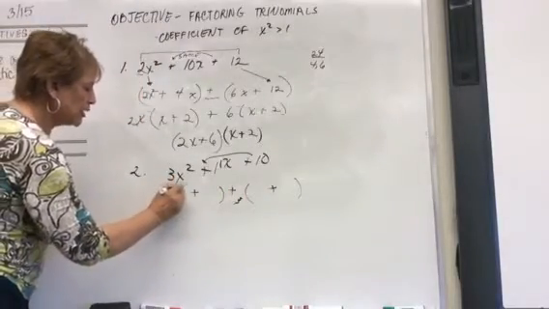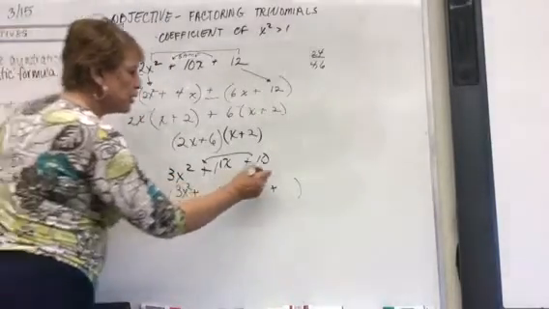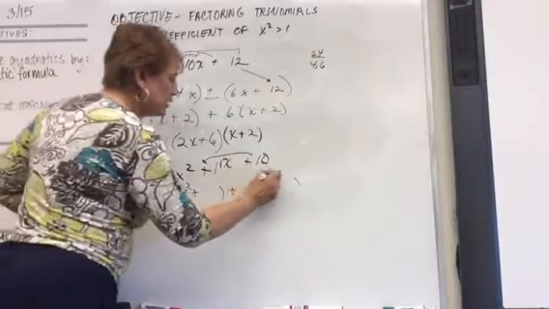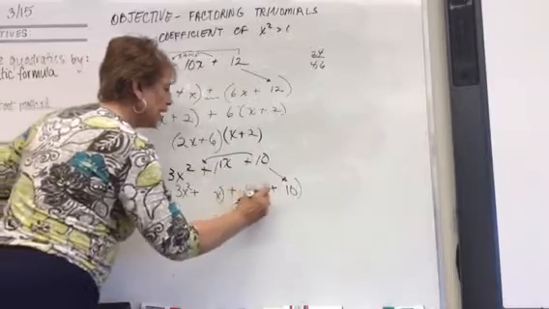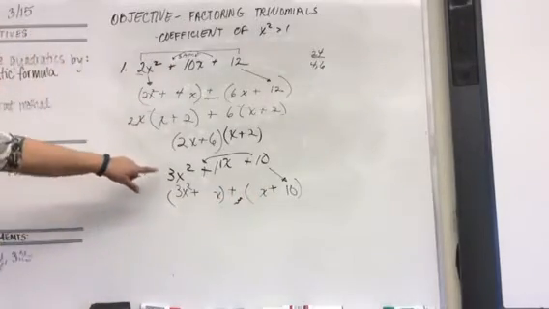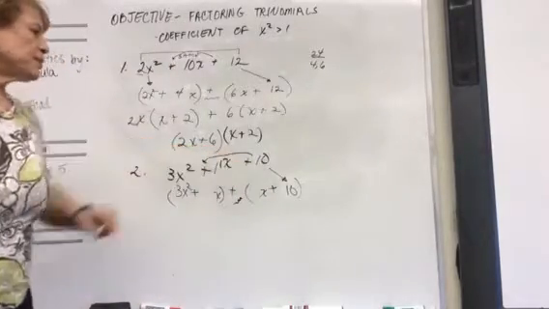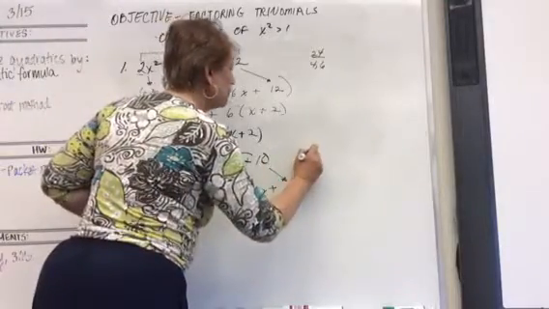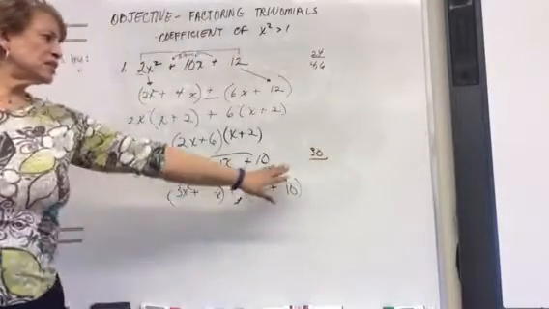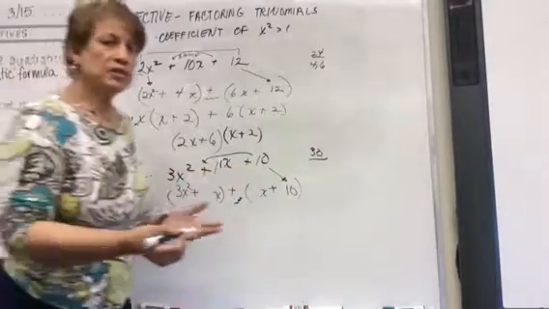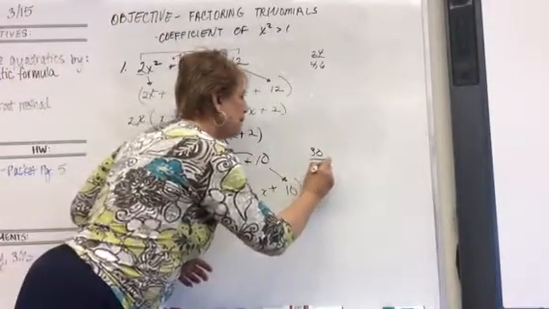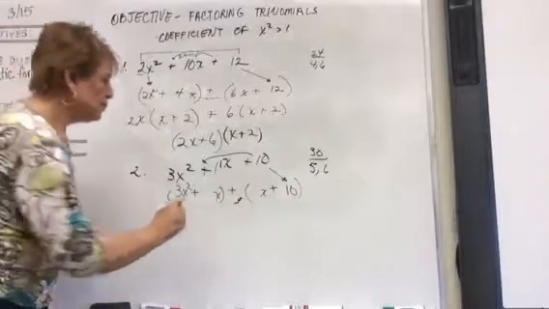Bring down your 3x squared, which is your first term. That goes in the front. Your last term goes in the back. Don't forget x, x. Now, I'm going to multiply my 3 times my 10, and that gives me 30. And the question I ask is, what factors of 30 do I add to get 11? And for the sake of time, it's going to be 5 and 6.